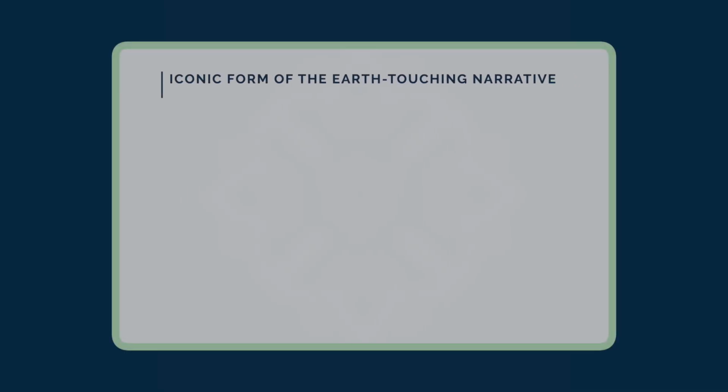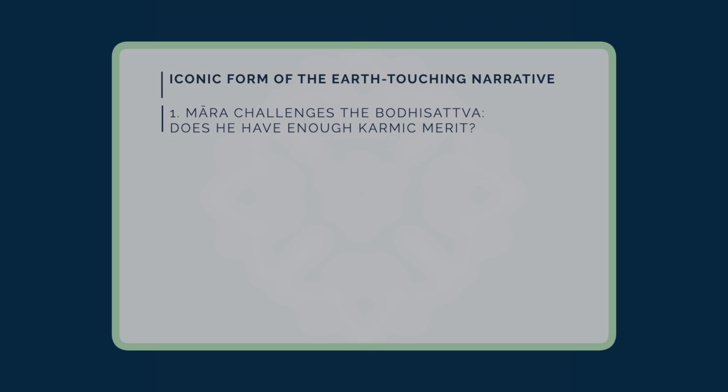Now, this narrative has a structure, at least in its iconic, most famous form that comes down to us, and this structure is, roughly speaking, in 5 parts. First, Mara challenges the Bodhisattva. That is to say, Mara, who is the tempter, this kind of creature of malice in Buddhism, challenges the Bodhisattva on the eve of his enlightenment.